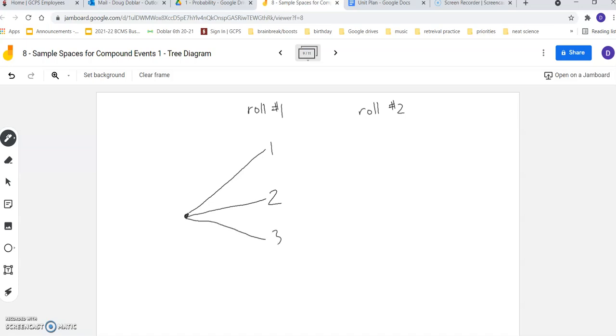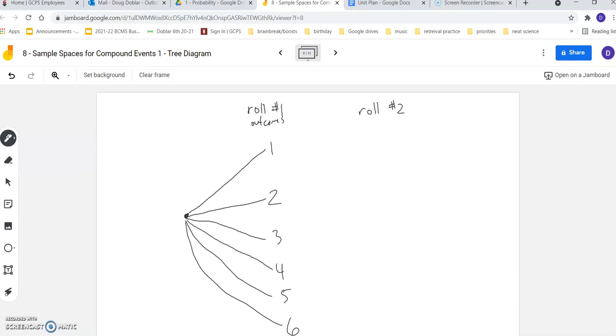A 3, a 4, a 5, and a 6. I'm even probably going to run out of space with this, not enough space. So roll number 1, you have 6 possible outcomes, right? We can even write that down, outcomes.